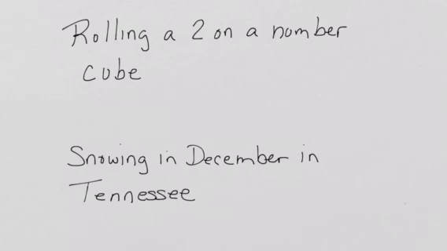How about rolling a 2 on a number cube? Well, there's only one 2, and there's 6 different possibilities. So I would say it's less likely that you're going to roll a 2 on a number cube. How about snowing in December in Tennessee? Well, that's more likely. Now, hey, we may not get a really big snow, but there's a pretty good chance we're going to get some snow, even if it's just flurries. So that would be more likely.